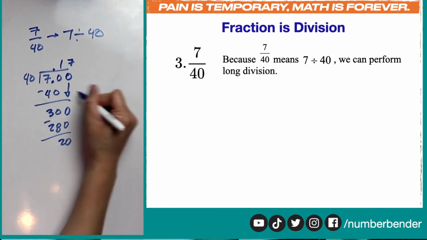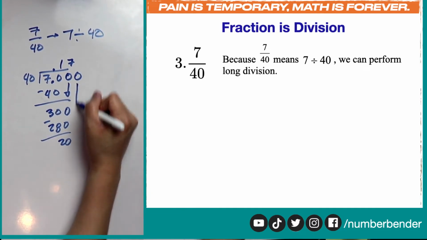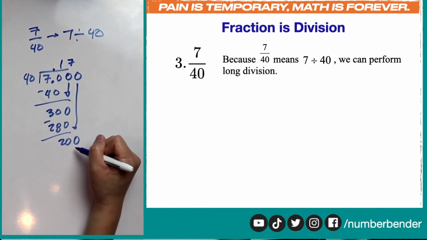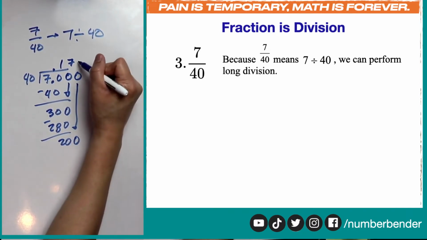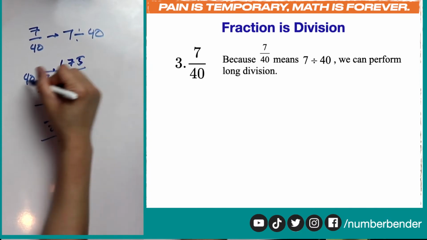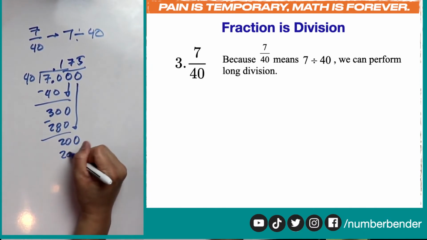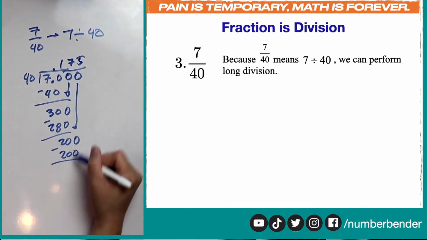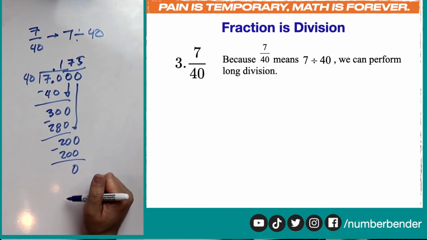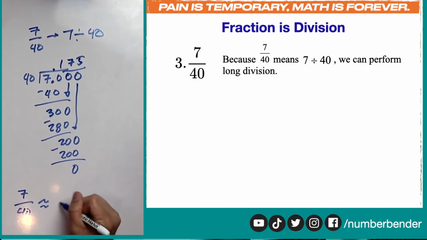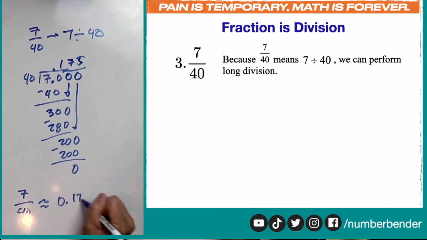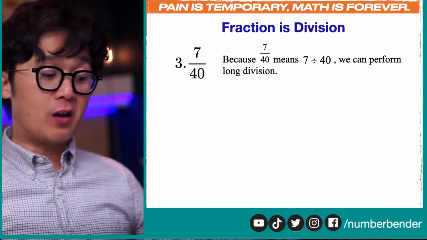20 cannot go into 40, so we will introduce another 0. So we'll have 200. Now 40 can go into 200 5 times, and 5 times 40 is equal to 200. And if we subtract it, it's going to be 0, so that means we don't have any remainder. So that means 7 over 40 in decimal form is equal to 0.175. And we're able to do this using long division.